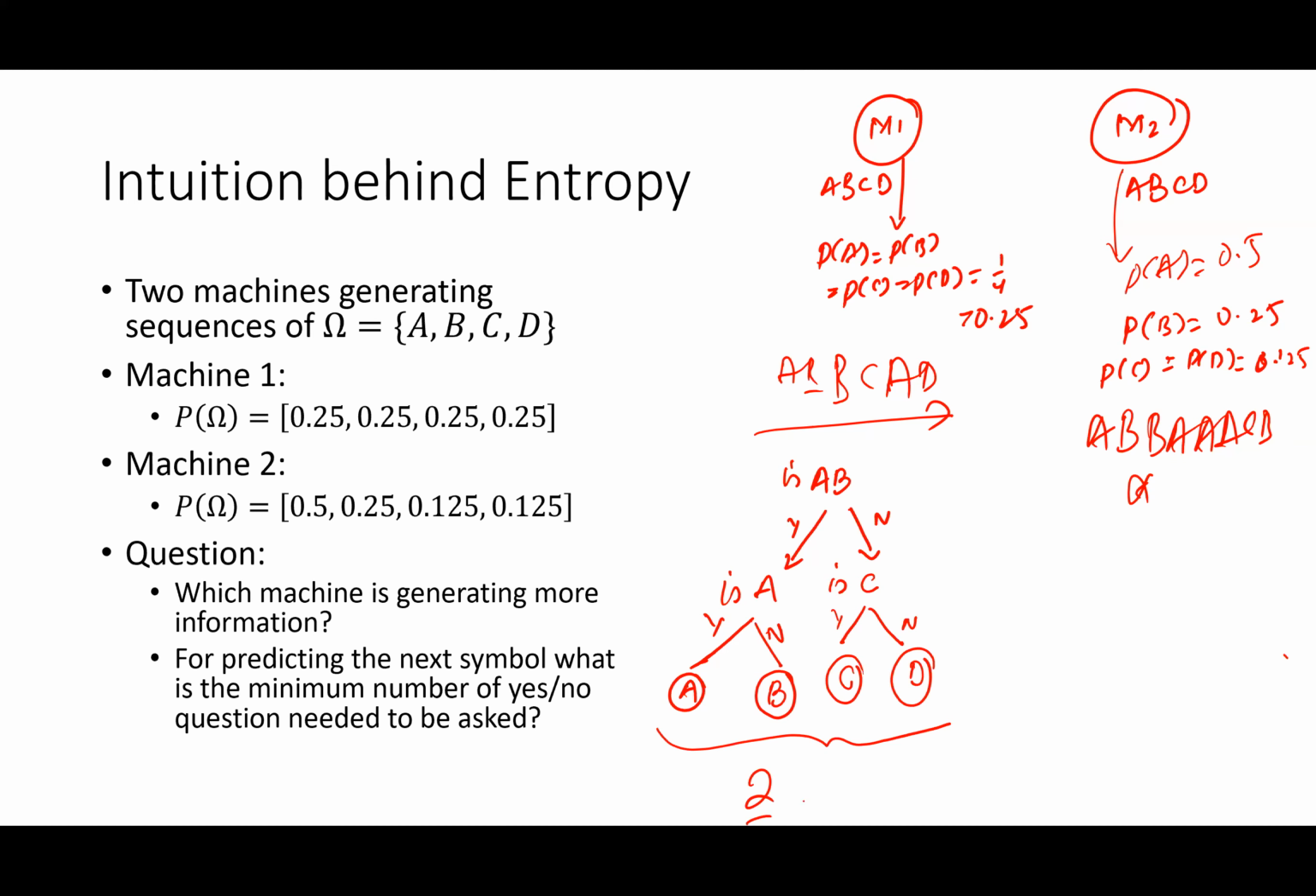Fine. Now we can have the same strategy in case of machine 2, but we observe that 50% of the time it generates the symbol A. So we have a slightly different strategy. We ask a question something like this.